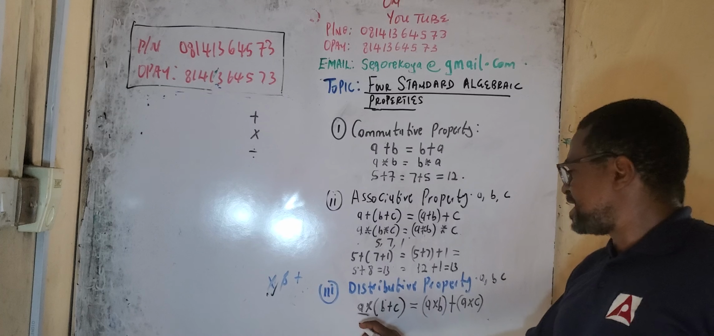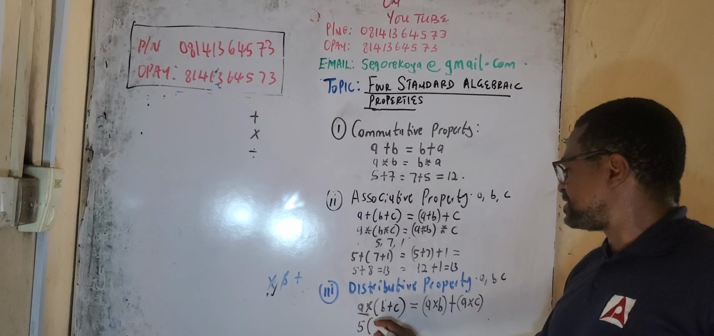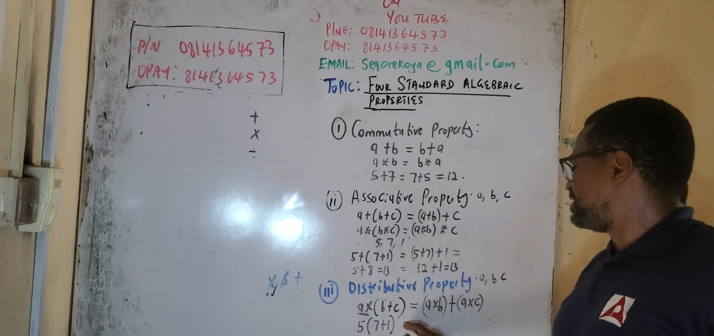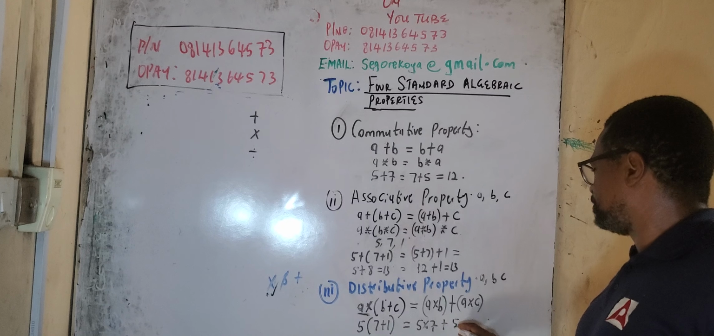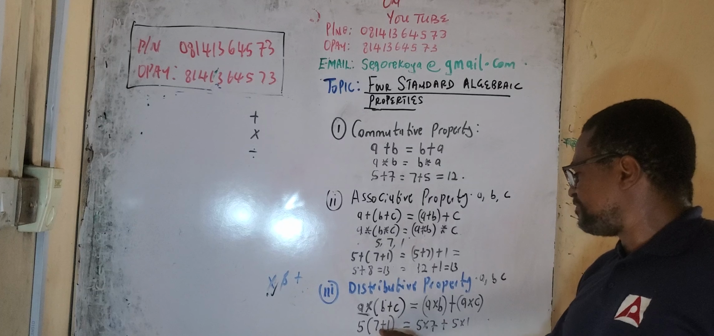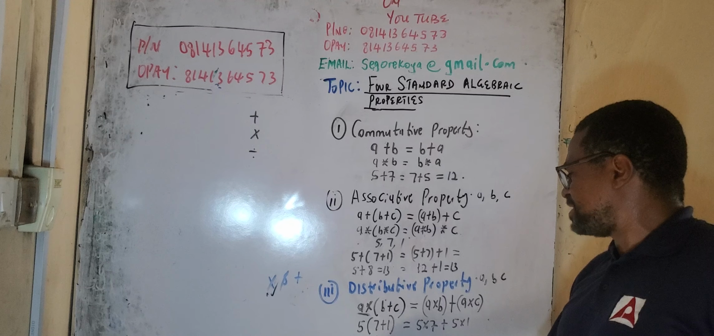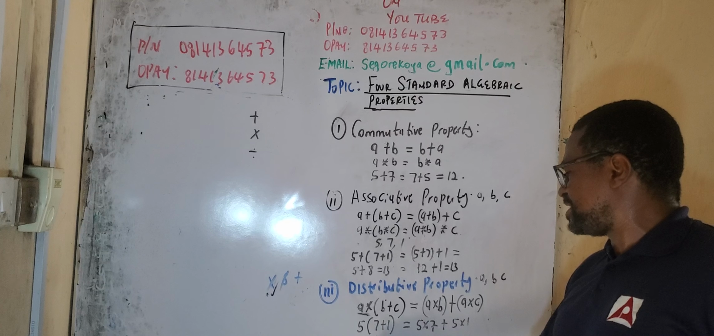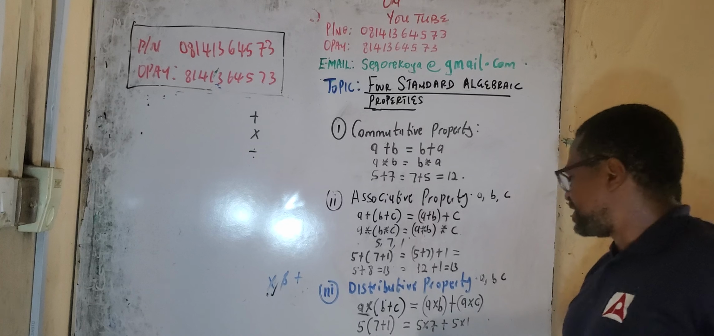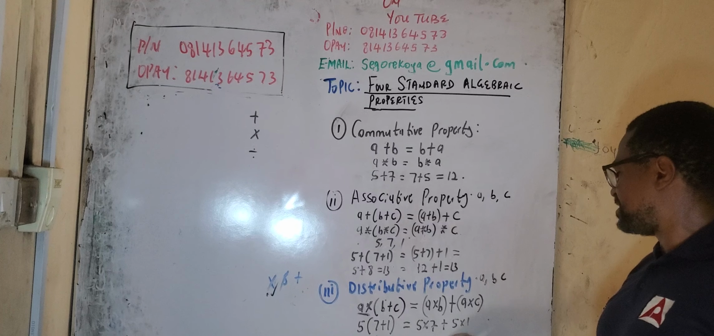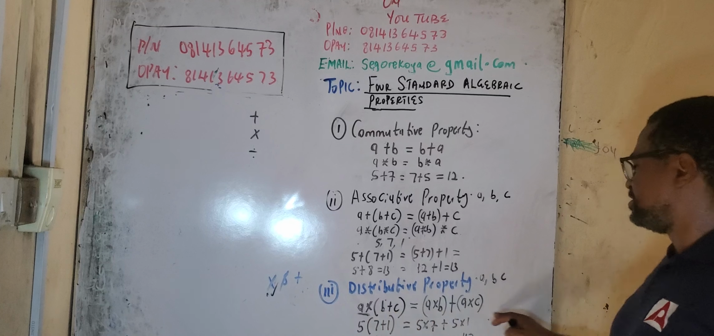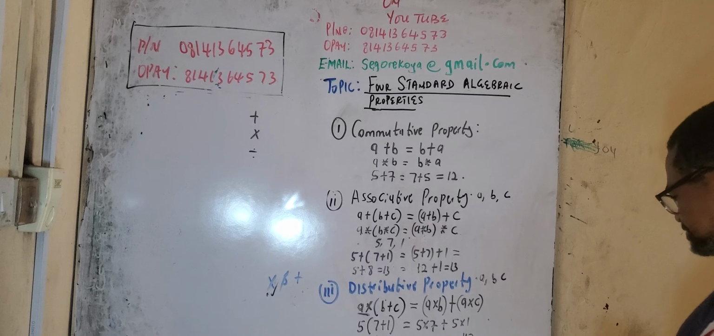For instance, let's say I have 5 times bracket 7 plus 1. It's the same thing as using this 5 multiplied by 7, then plus using the same 5 multiplied by 1. We can see that 7 plus 1 is 8, and 8 times 5 will give us 40 here. Now let's consider this one. 5 times 7 is 35, plus 5 times 1, that is 5. 35 plus 5 will give us also 40. So this is the distributive property.